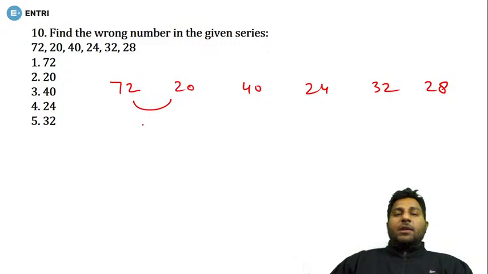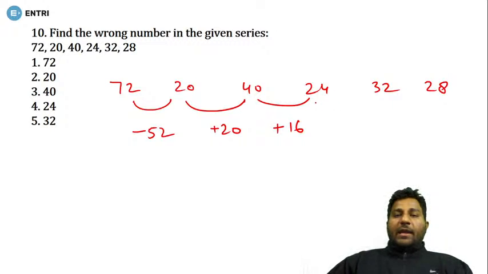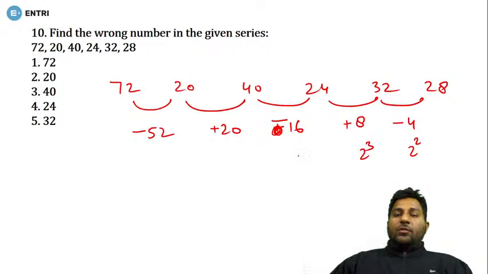So let's find out. Look at this. 52 subtract, 20 add, 16 subtract, and 8 added, and clearly 4 subtracted. So look at this: 2 square, 2 cube, 2 to the power 4, so this must be 2 to the power 5. 2 to the power 5 means 32 must have been added. So if 32 is added, that means this must be 8.